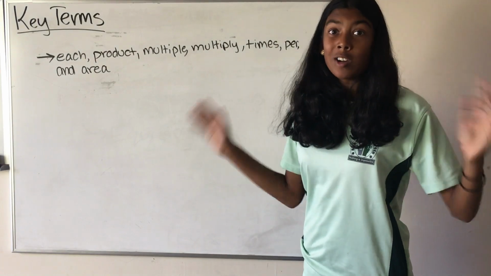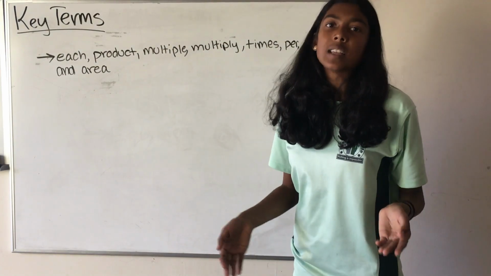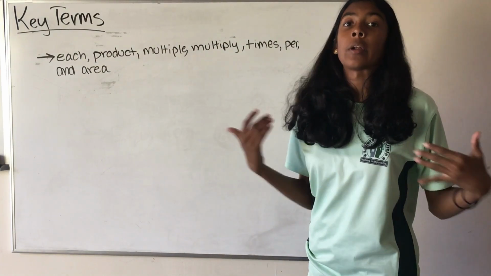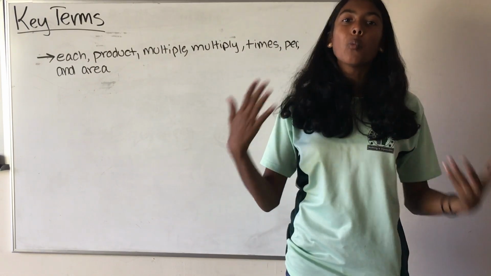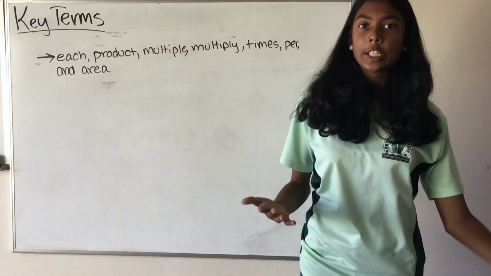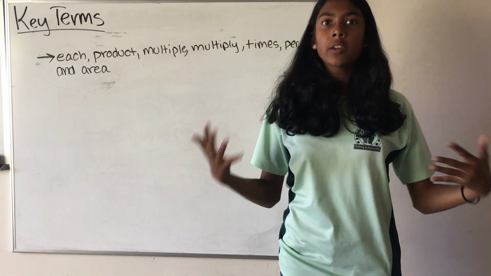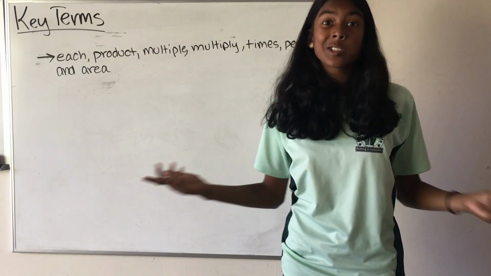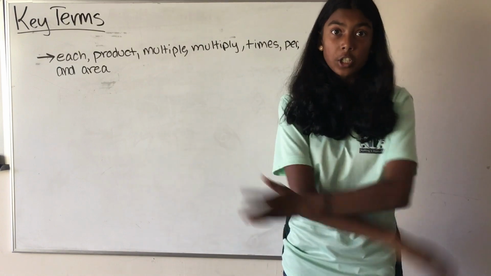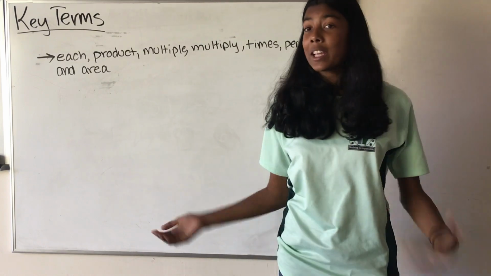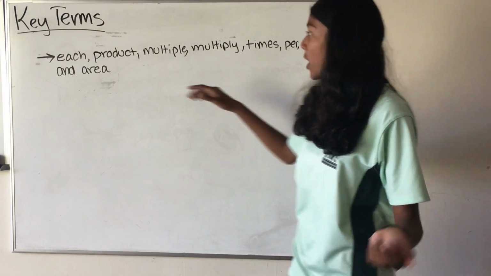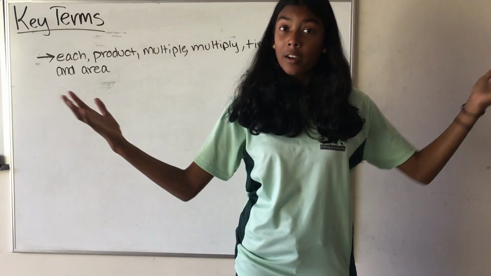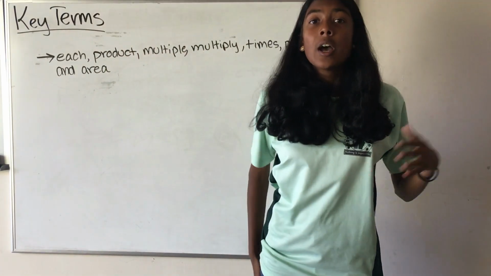So now we're going to move on to key terms. You may not realize it, but key terms play an important part in problem solving. When you read a problem, they help you understand what you're going to do and how you're going to do it. Without them, you'll be confused on if you're going to use addition, subtraction, multiplication, or division. So the ones for multiplication are each, product, multiply, times, per, and area. The most common of all of these is each.